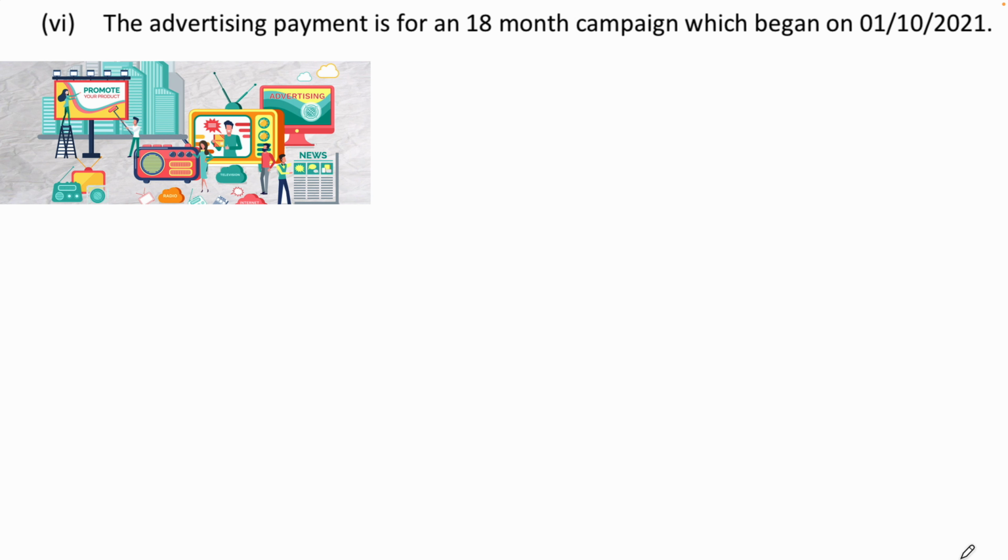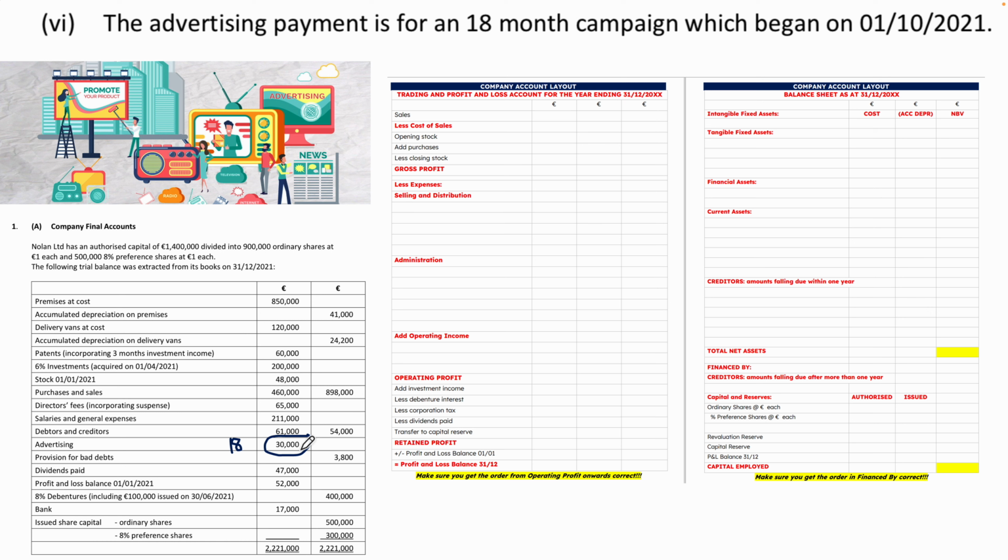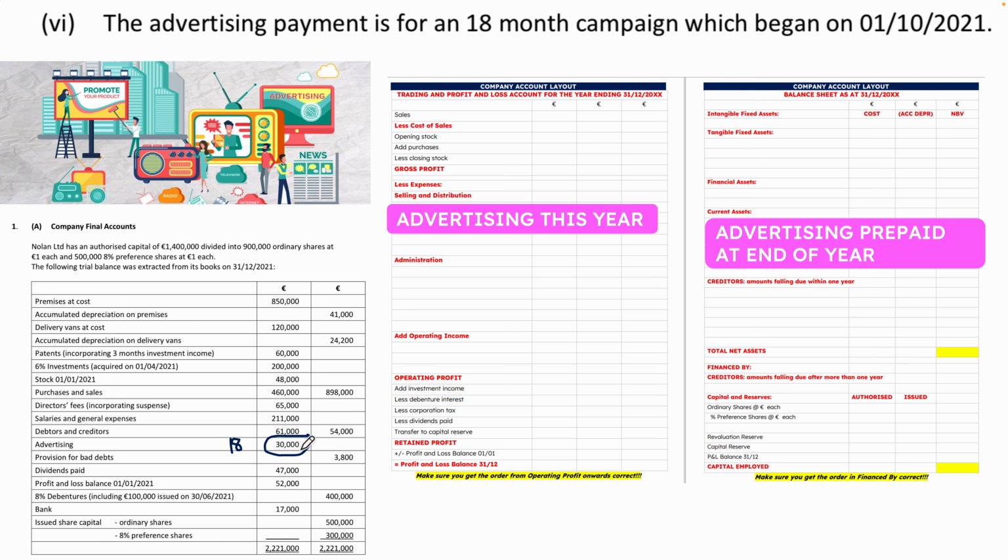Now, moving on to adjustment number 6. It says the advertising payment is for an 18-month campaign, which began on the 1st of the 10th, 2021. So we look at our trial balance here. We have 30,000 advertising, and that's for an 18-month campaign. What that would be per month, we need to work out.